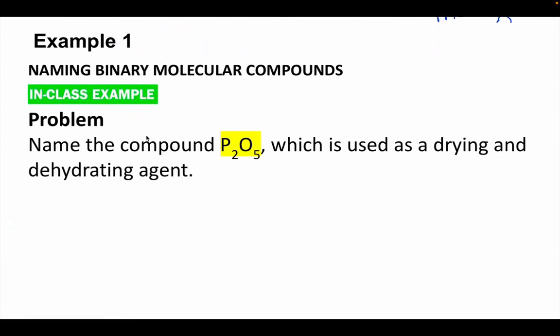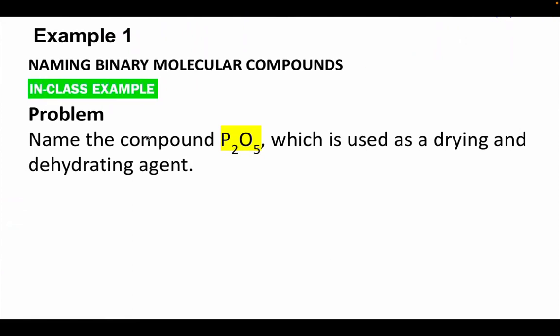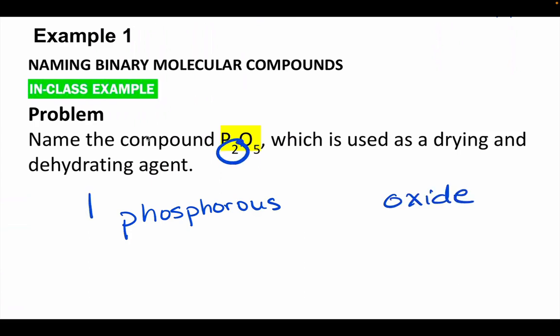So naming, here's an example. You can try this, and then you can check with me if you want to pause the video. We know it's going to be phosphorus. We know it's going to be oxide, but what we're going to add is di, and then pent. Notice I dropped the A from penta because there was a vowel on the oxygen.